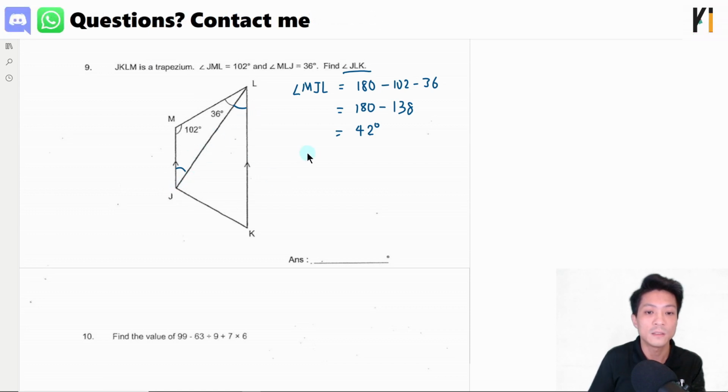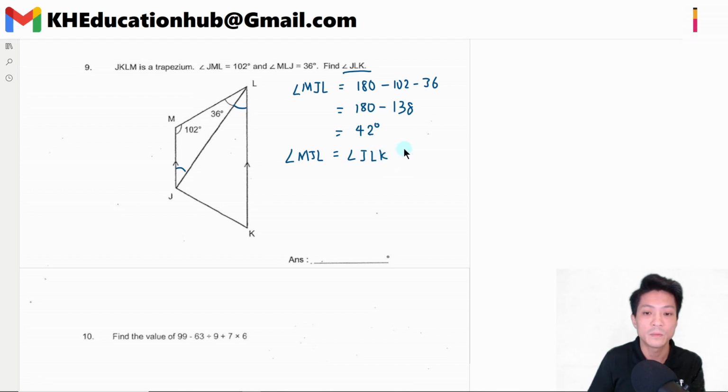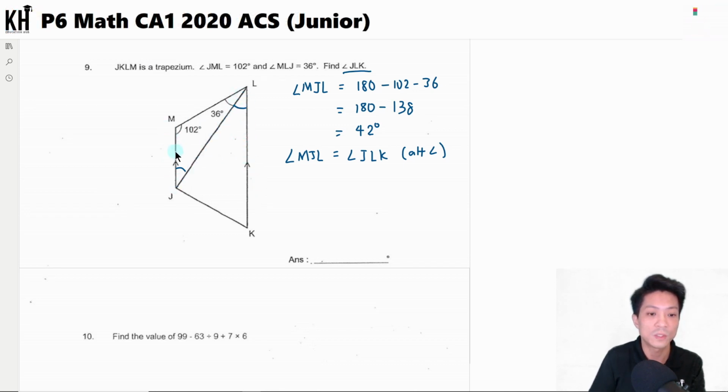And you should realize that angle MJL is equal to angle JLK by the alternate angle rule. This, and this, because these two are parallel lines. So the answer is 42 degrees.